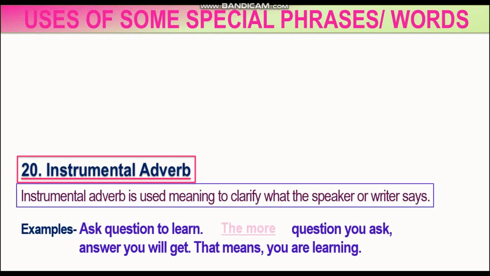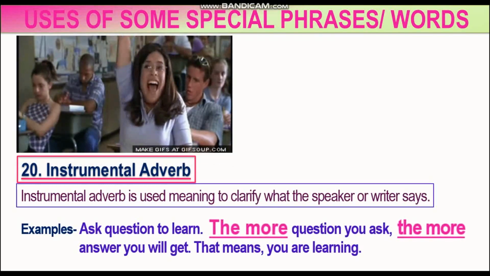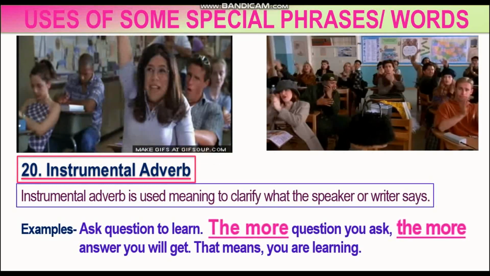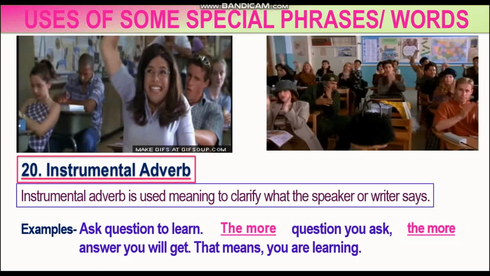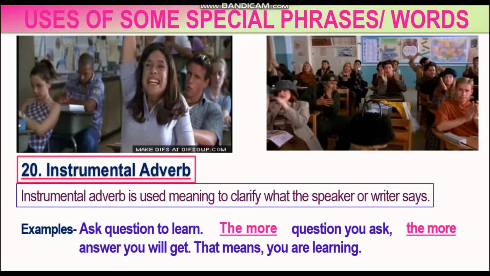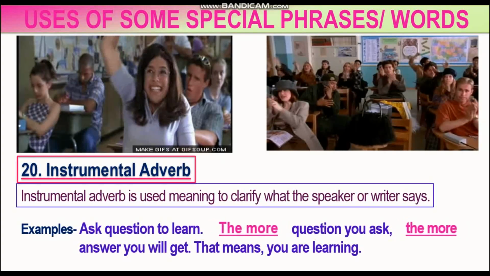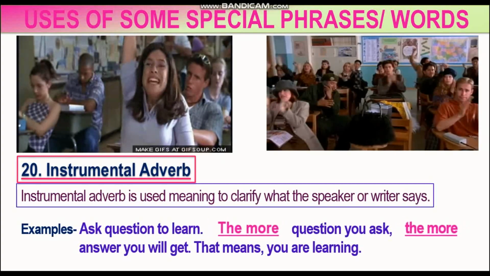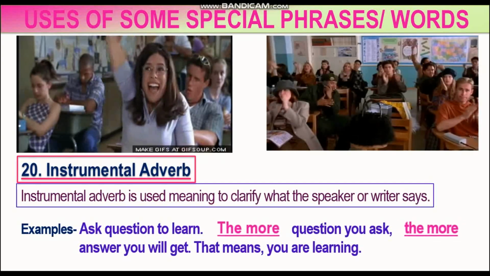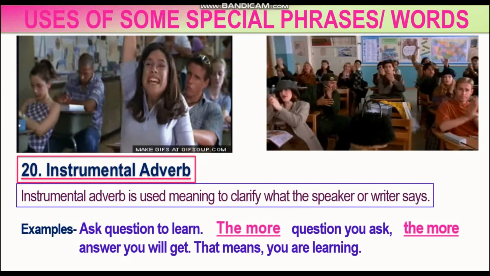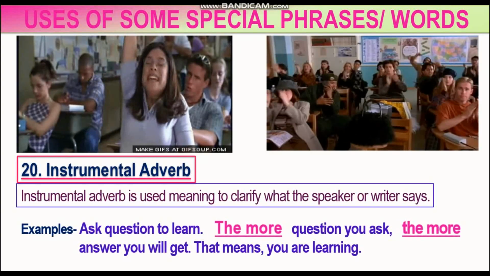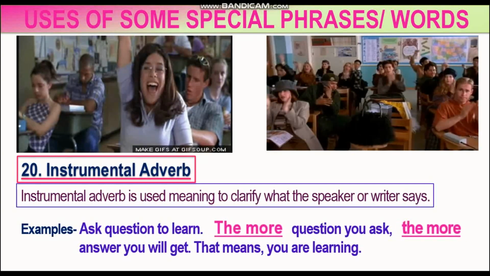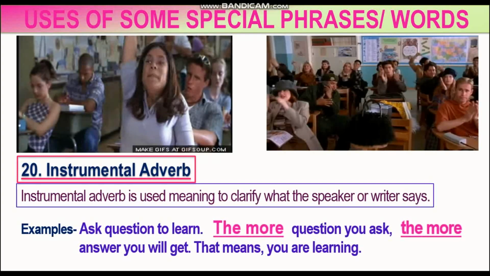For example, ask question to learn. The more question you ask, the more answer you will get. That means you are learning. Here in this sentence, the more, the more is used as an instrumental adverb in the sentence.